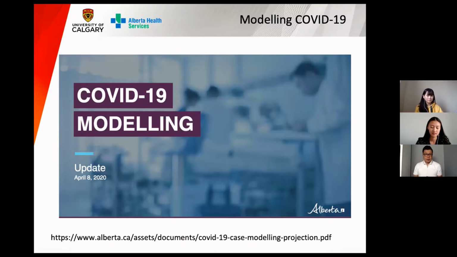I know some of my colleagues were involved in this modeling, but I personally wasn't. It's available to the public. If you go to alberta.ca and just Google COVID cases, you can scroll down and you'll find how they did the modeling. They weren't very specific or explicit in terms of the methodology, but it does give you an idea of how modeling can be used to help in everyday life.